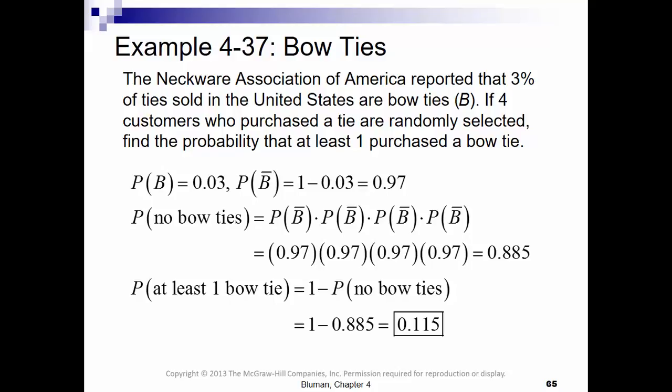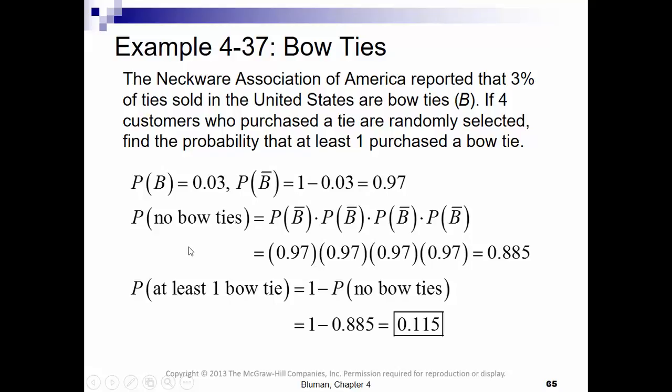Okay, so the probability of a bow tie is 0.03. That's given in the problem. The probability of the complement of that is 1 minus 0.03, or 0.97, would not be bow ties of the ties sold in the United States. And when you see this at least, many times a good strategy is to use the complement of the event.